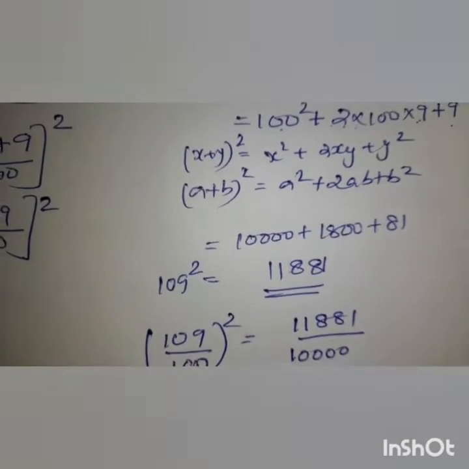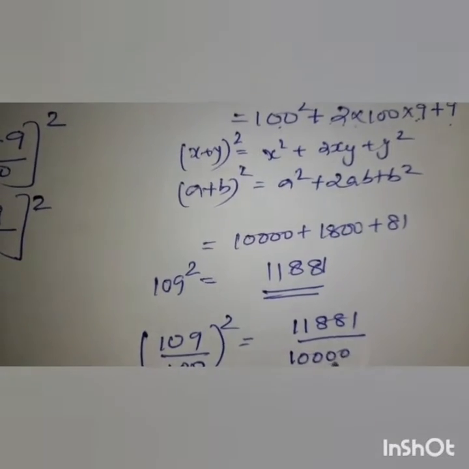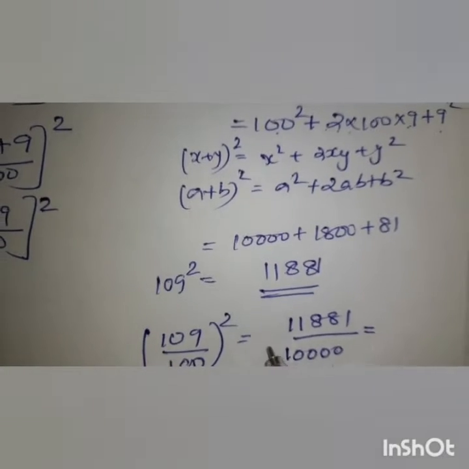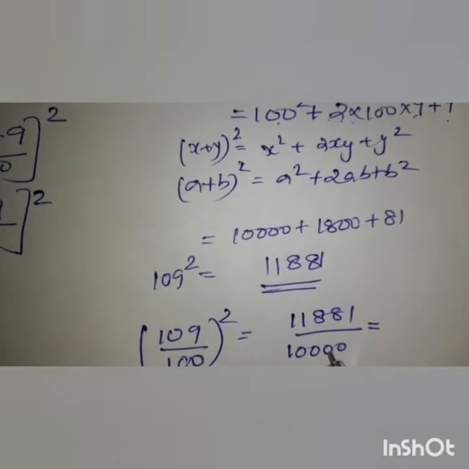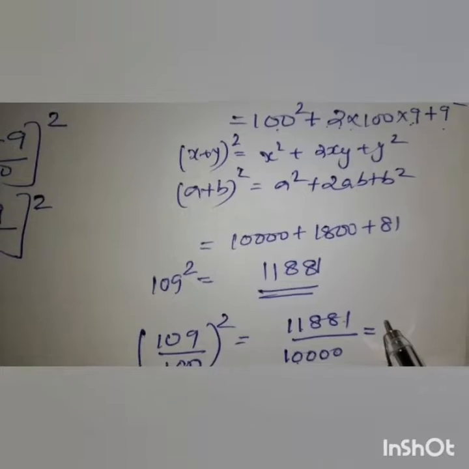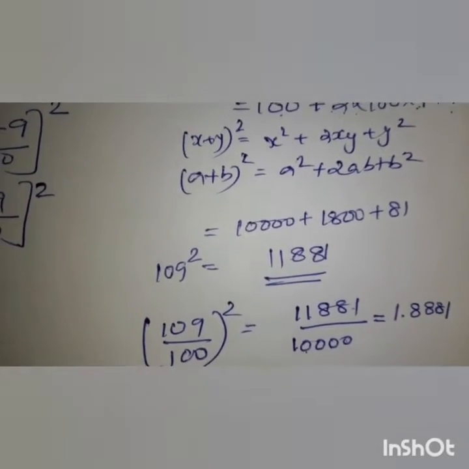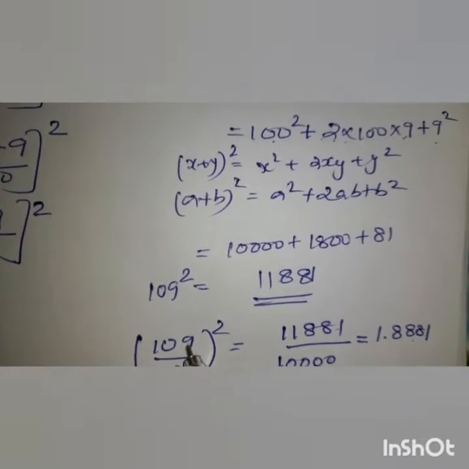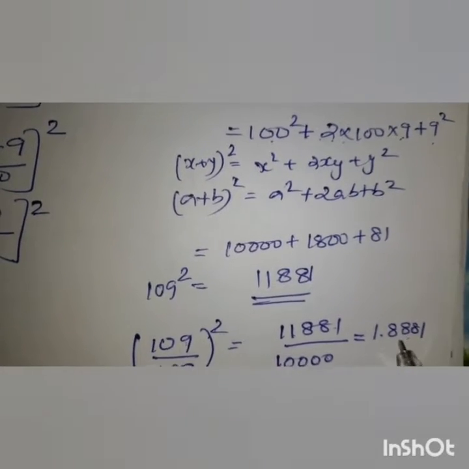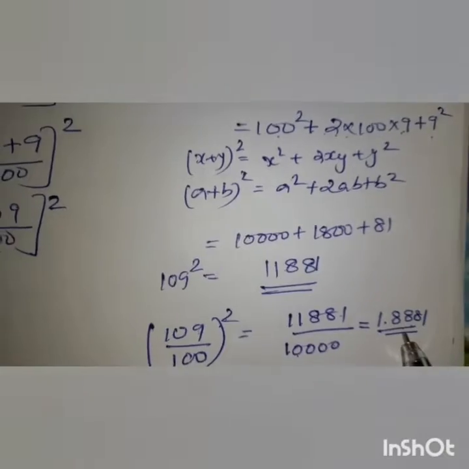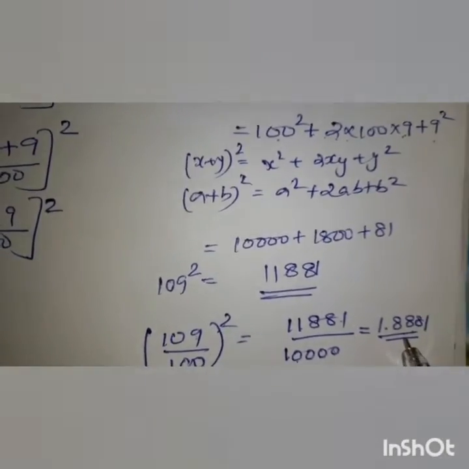100 square is 10,000, so 4 zeros, which means 4 decimal places here. So write down 1.1881. This is the square of 109 by 100 whole square. This amount is the value you have to write down there.